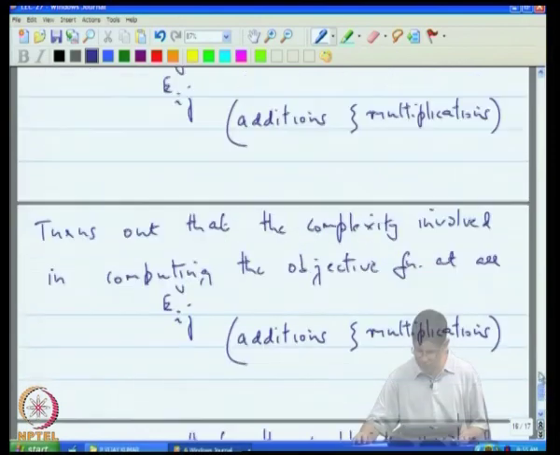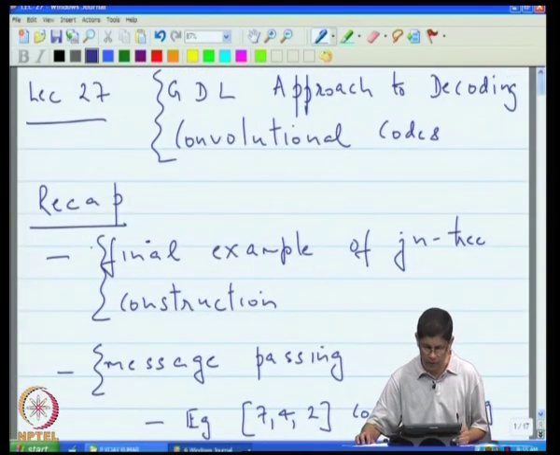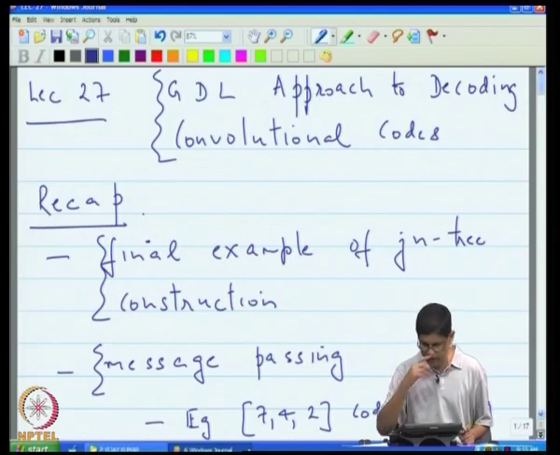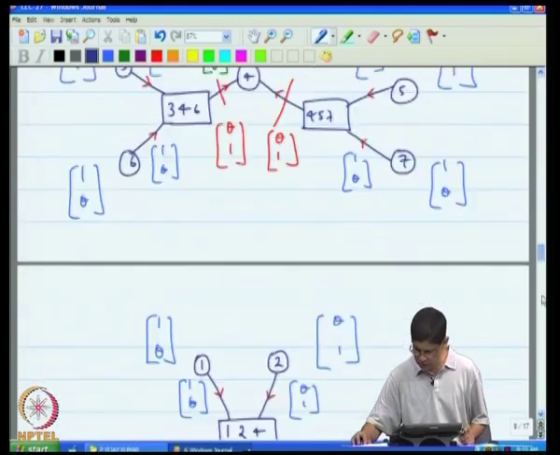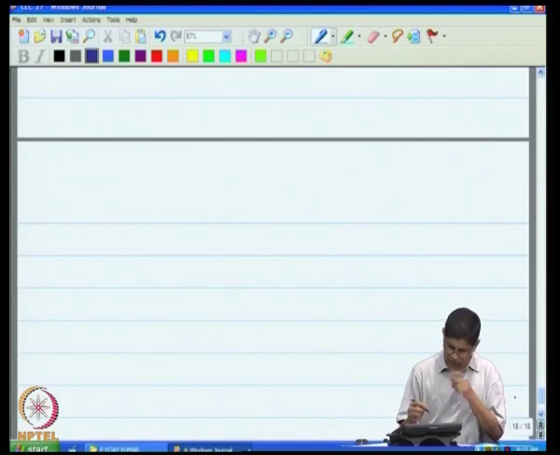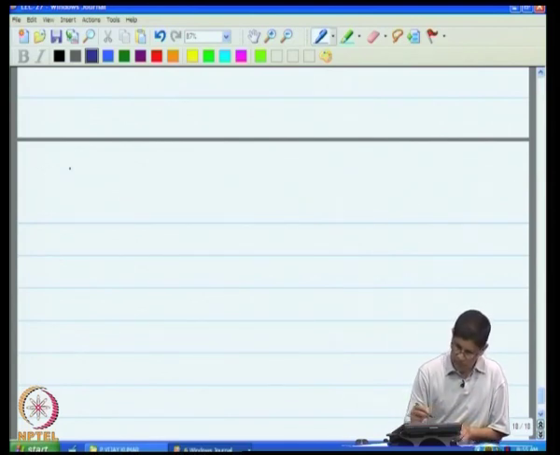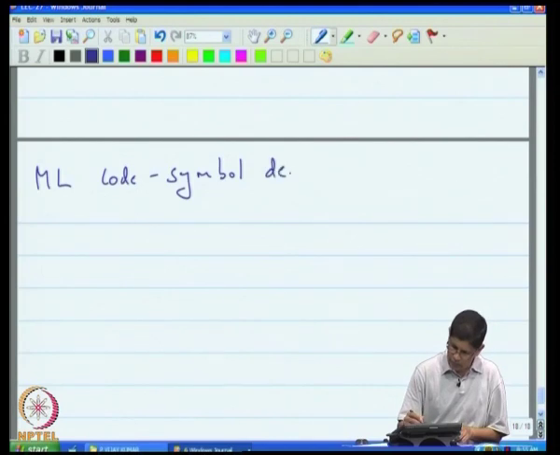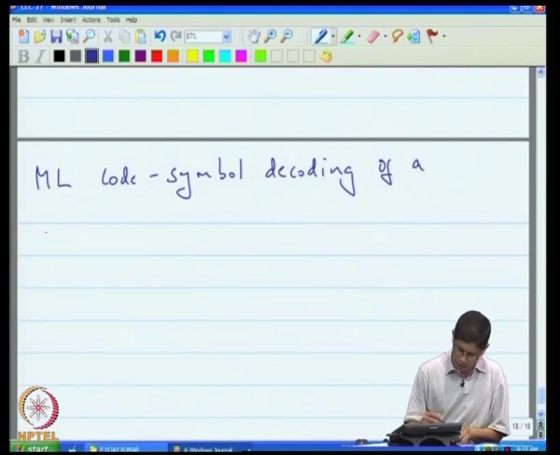So, I somewhat ambitiously put down the title of our lecture as the GDL approach to decoding convolutional codes. So, let us move on to consider convolutional codes next. So, maximum likelihood code symbol decoding of a convolutional code.